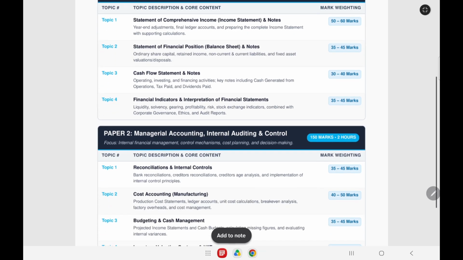The third topic, we have the cash flow statement and notes, worth 30 to 40 marks. You have operating, investing, and financing activities, and key notes including cash generated from operations, tax paid, and dividends paid.